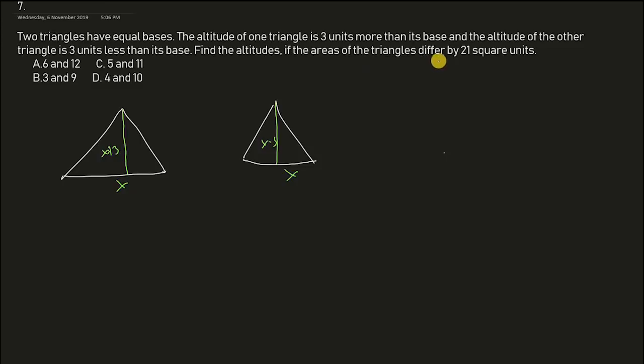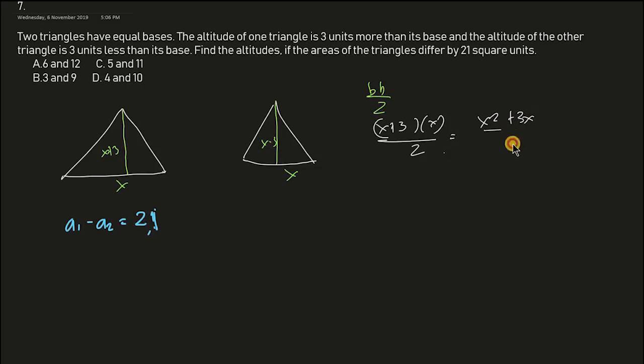Find the altitudes if the areas of the triangle differ by 21 square units. So, ang area daw nito, kapag sinubtract mo sa area nito, ay magiging 21. So, let's say that area 1 minus area 2 is equal to 21. Alright. So, from that, we can now solve. We can derive certain equations. So, how do we solve for area? Again, that's base times height over 2. So, solving for this, solve muna natin yung area 1. Area 1 is equal to x plus 3 times x over 2. That's equal to x squared plus 3x over 2.